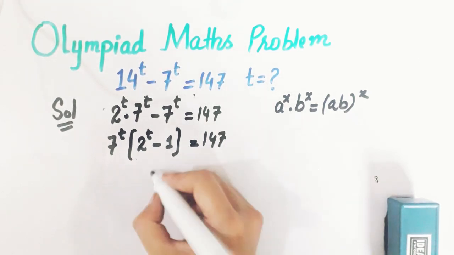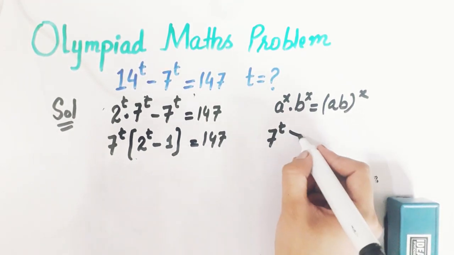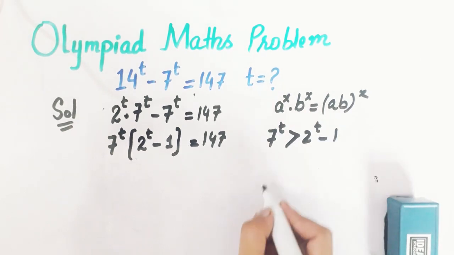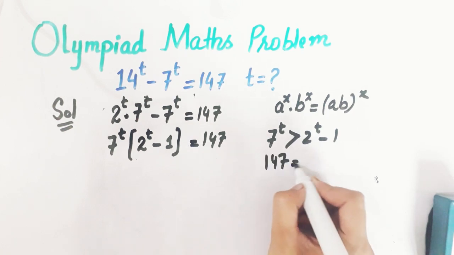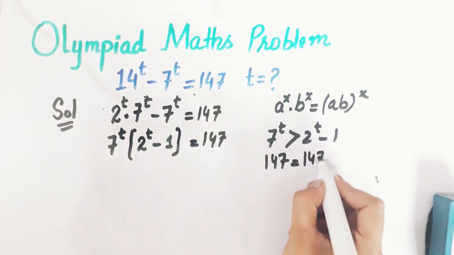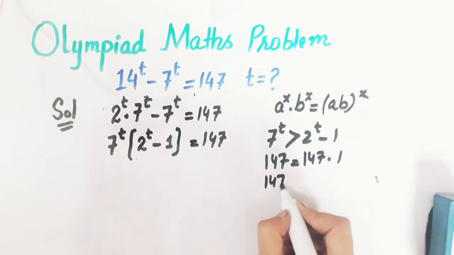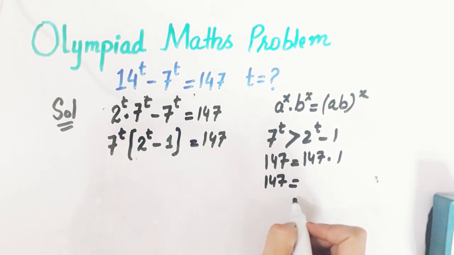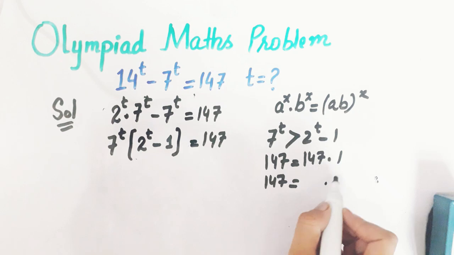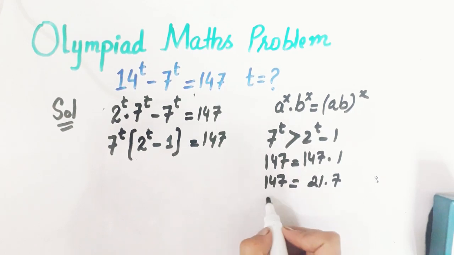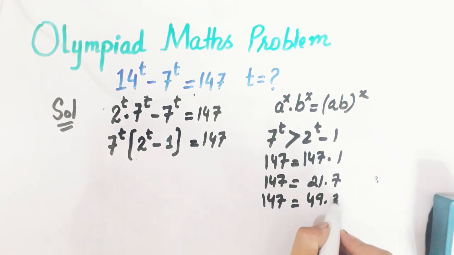Now we will consider this as 7 raised to power t being greater than 2 raised to power t minus 1. Now we can make the factors of 147. 147 can be written as, first factor is greater, so 147 into 1, and also if we divide this by 7, we get 21, and for the other one if we divide this by 3 we can get 49 and 3.